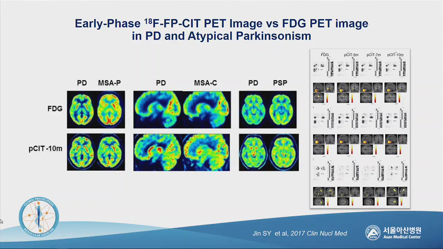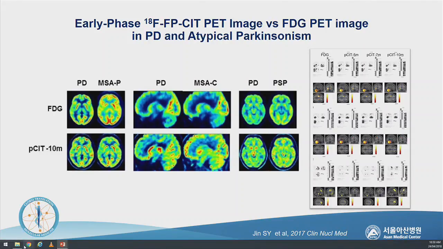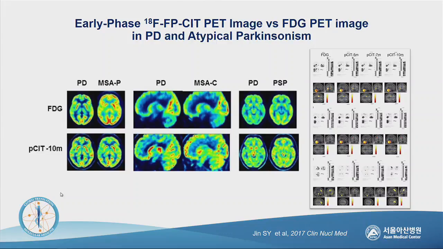So we tested whether the early phase, especially the first 10-minute image, is similar to FDG PET. In Parkinson's disease, FDG and early phase FPCIT images show similar and normal distribution, as you can see. In contrast, MSA shows regionally decreased uptake in bilateral posterior putamen on FDG and early phase FPCIT PET images, as you can see here and here.